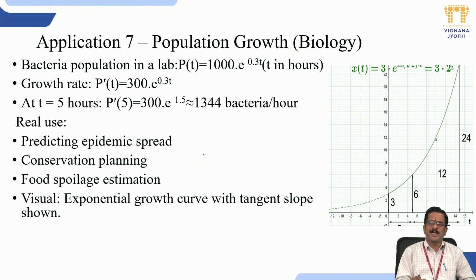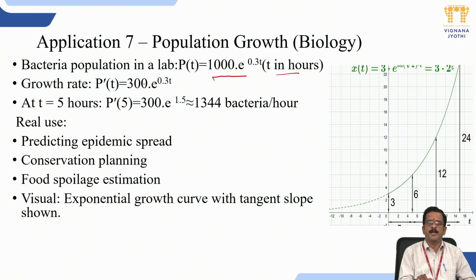The bacteria population in a lab is given by the function 1000 times e to the power 0.3t, where t is in hours. What does the population growth rate mean? You differentiate the population function, that is P dash of t. So P dash of t is equal to 300 e to the power 0.3t.